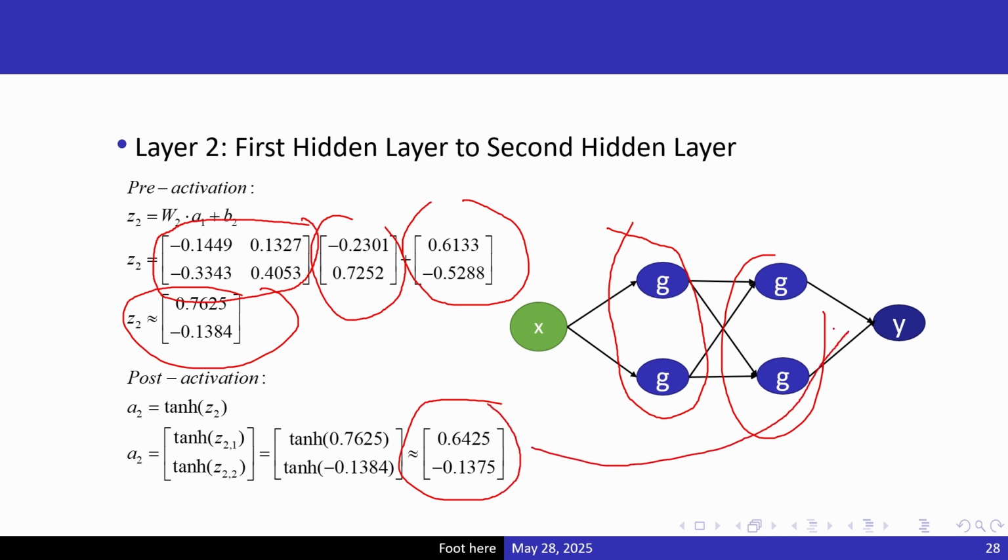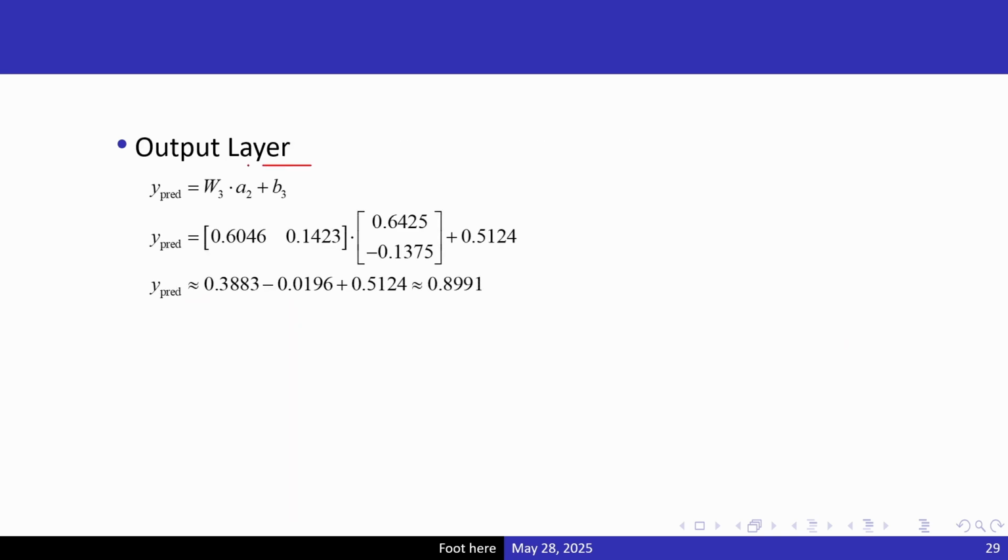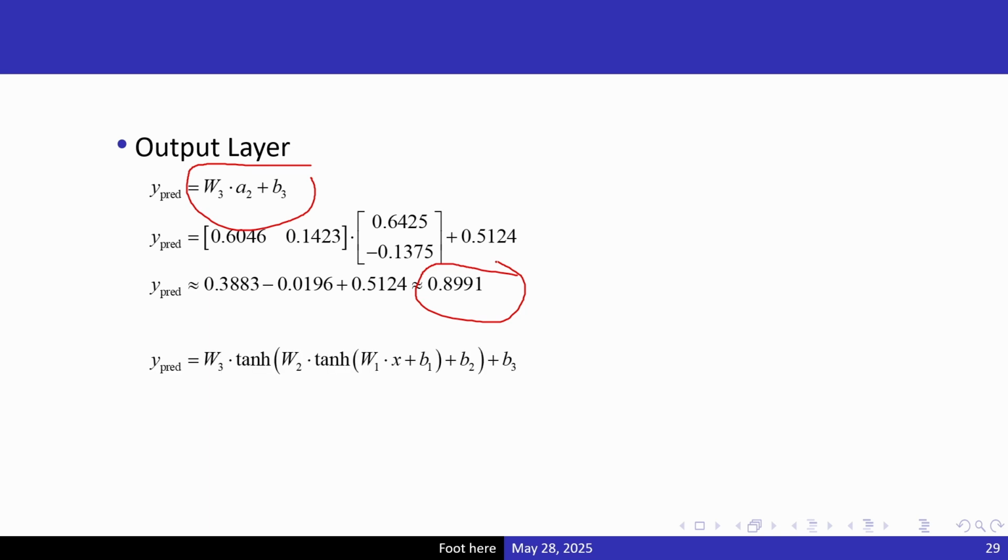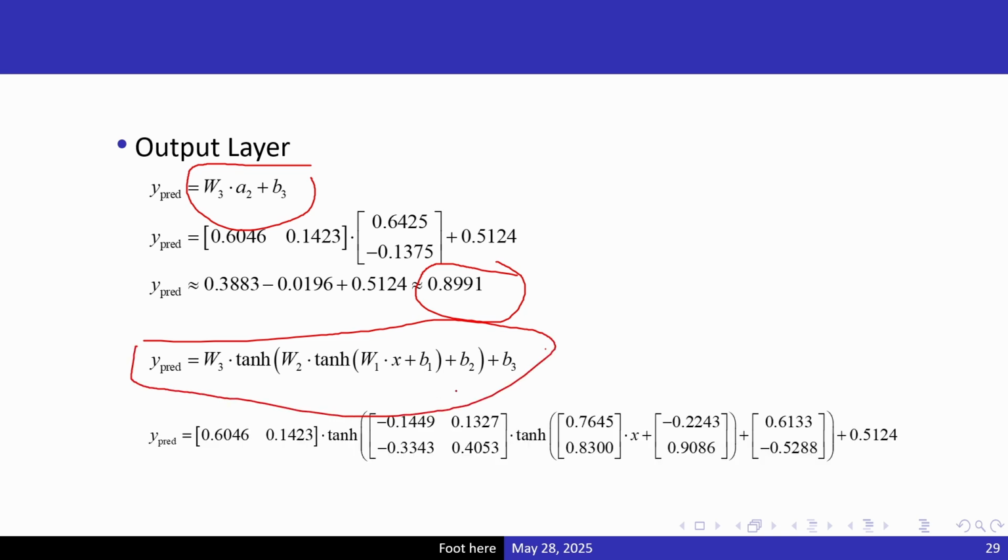Before going to the y value, we use a linear operator, which will convert this into a single value. So this is the y predicted value. The total function can be mathematically represented like this. In matrix form, we can represent it like this.